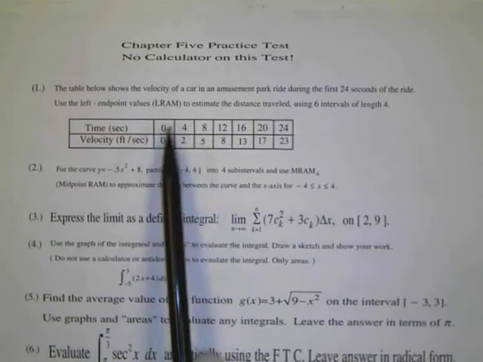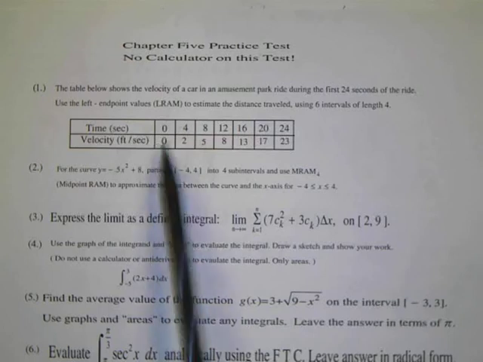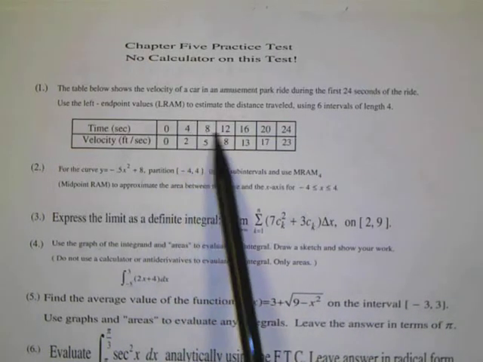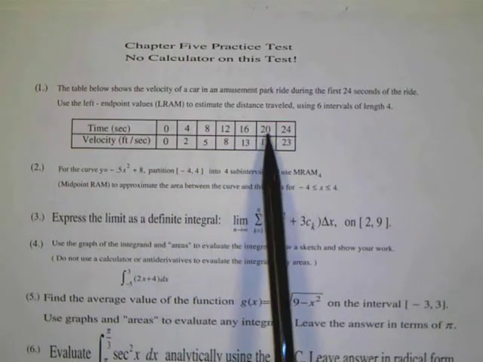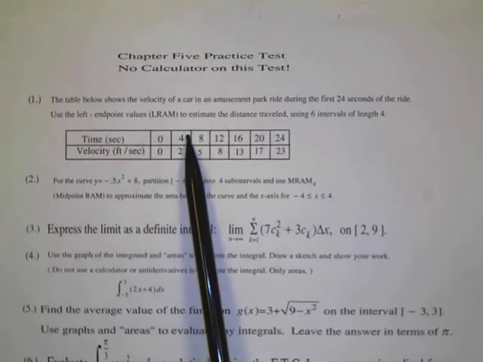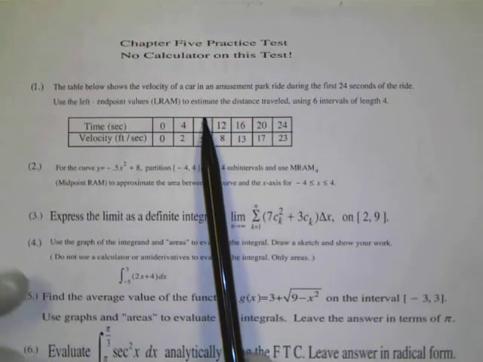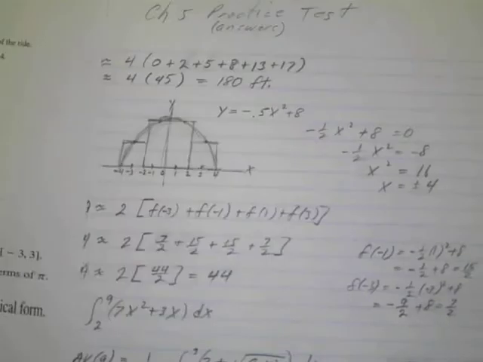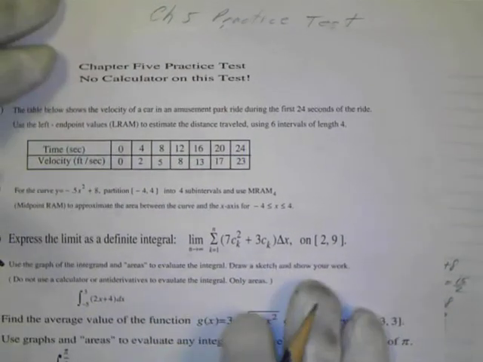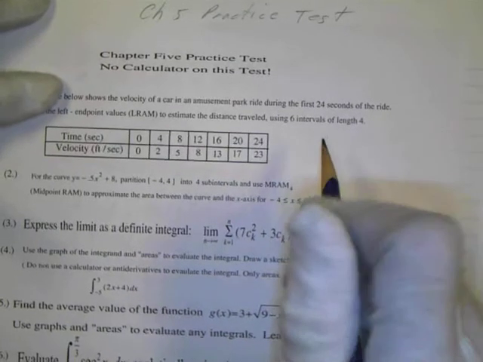So we're going to use LRAM, so we're going to use the left endpoints here. These would be our intervals, time 4, 8, 12, 16, 20, and 24. So those are our intervals, and these are our endpoints. So these are the lengths. And you could just draw, you can plot all these if you would like.